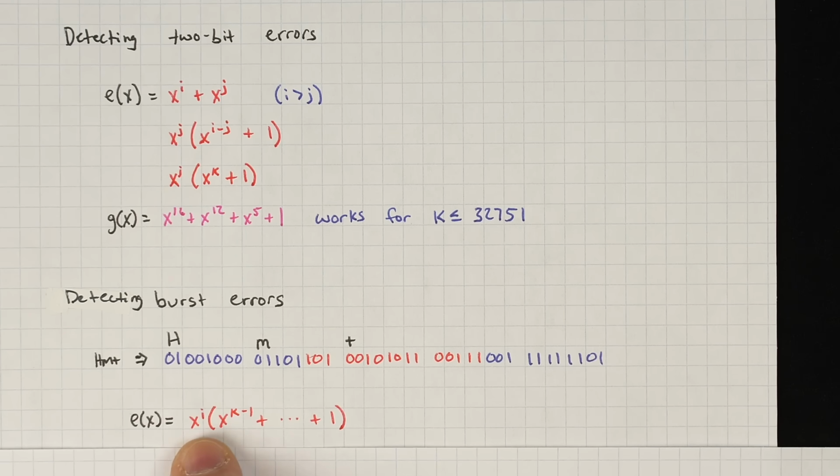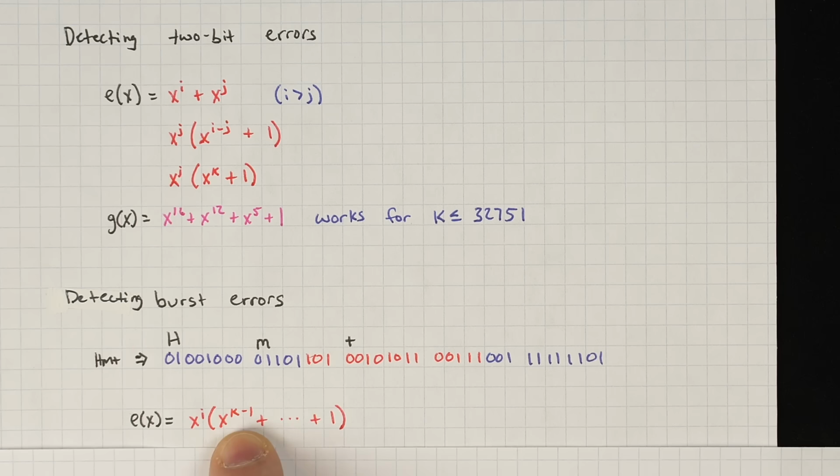So like we saw before, if our generator has more than one term, then this x to the i is not going to be a factor. So we don't need to worry about that. We just need to worry about this factor here, this k minus 1 degree polynomial. As long as the degree of that polynomial is less than the degree of our generator polynomial, then the remainder can never be 0.